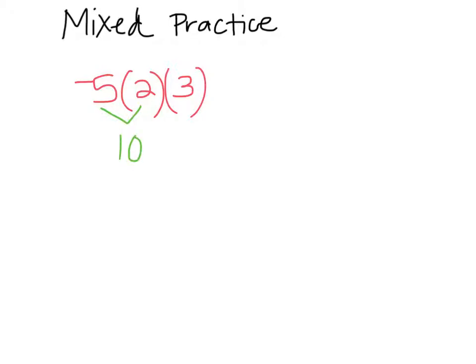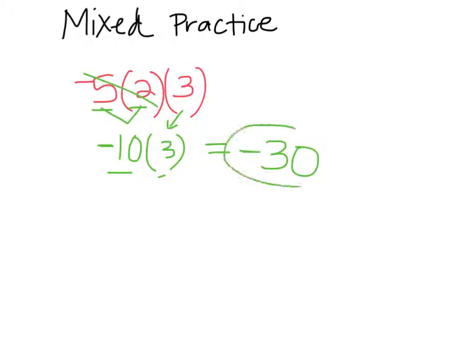10, and then let's think. I have one of each. When I'm timesing, I know my answer is negative. Okay, I'm done with those. Now I still have to times that by 3. I know 10 times 3 is 30. And it looks like I have one negative and one positive, so my answer is negative. Those are your rules for timesing.